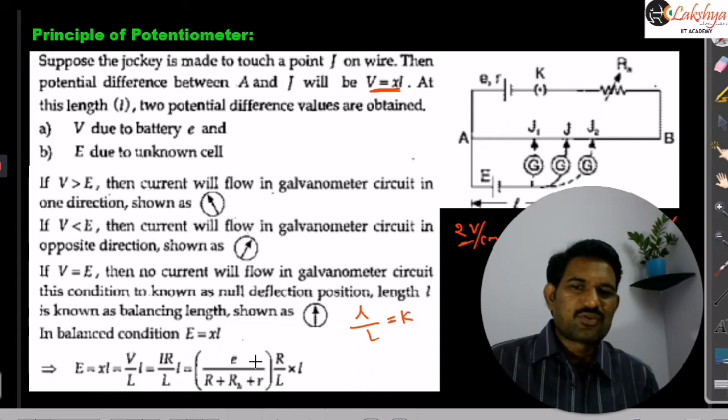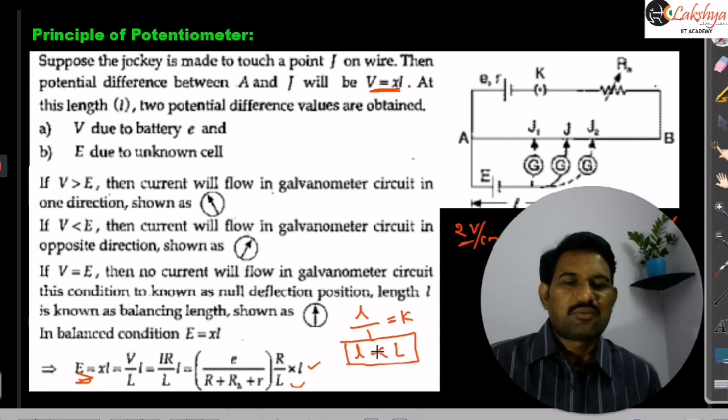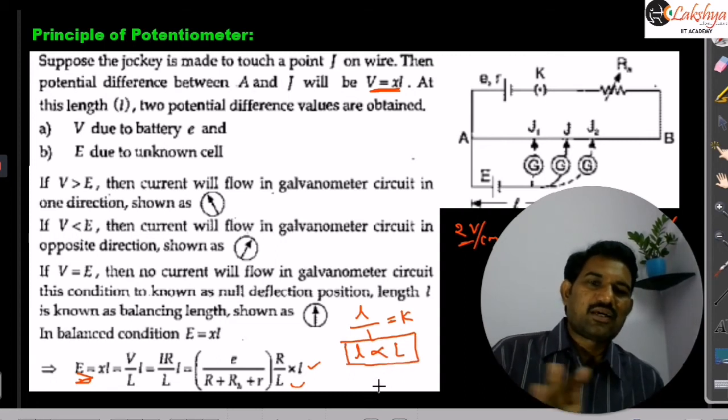You can observe this. We are keeping all the parameters constant here except this small l and capital L. Even this EMF of the cell in the secondary circuit is also constant. So that means l by L is constant here. Or I can write this l, the balancing length, is directly proportional to the length of this potentiometer wire. Remember, this is valid only when all the remaining quantities remain constant.